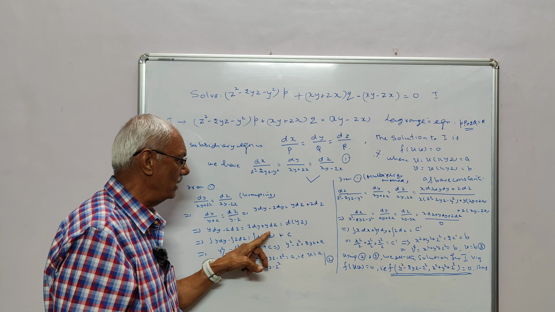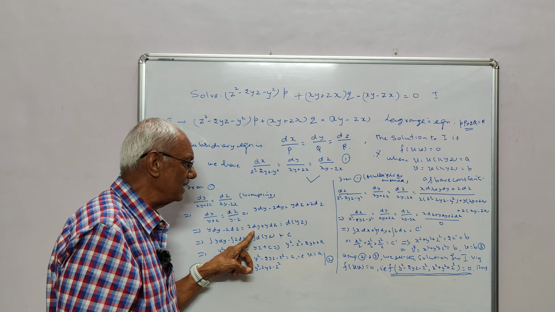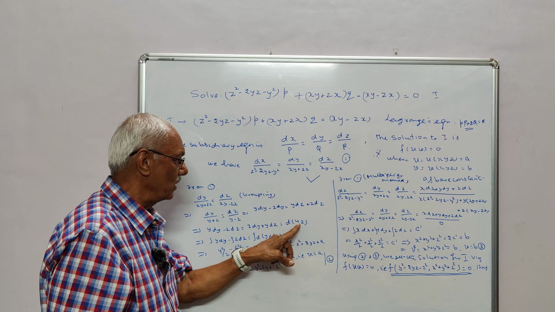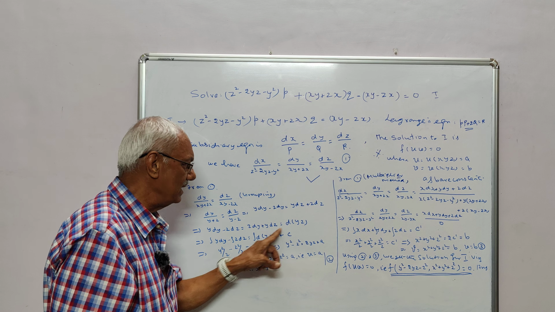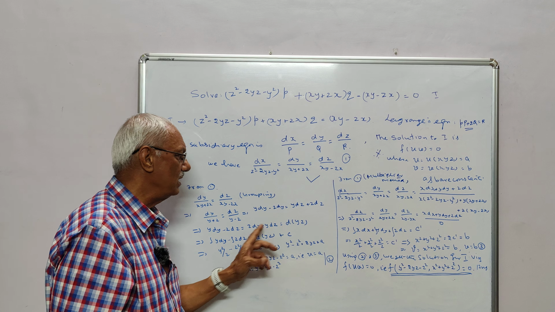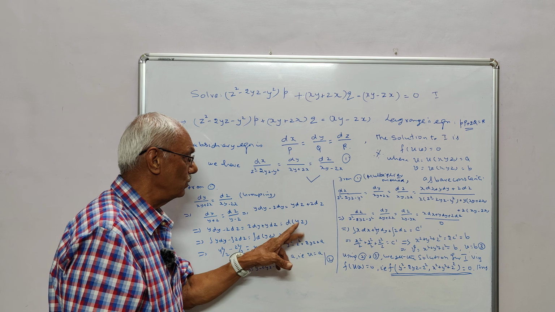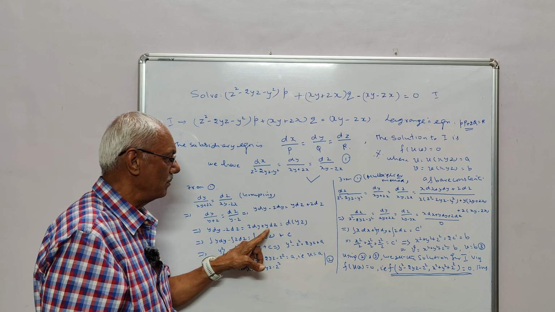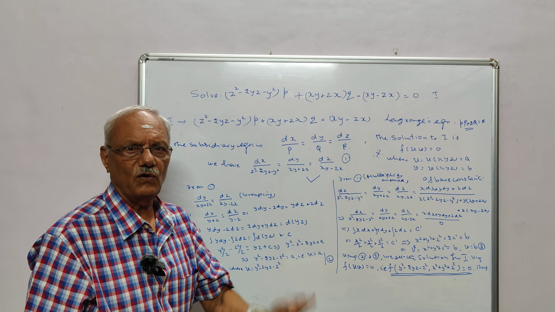So this is z dy plus y dz. This is nothing but d of yz, because if you take the differentials, using the product rule, you will get y into dz plus z into dy. So if you take the differential, you get this. So instead of writing this z dy plus y dz, I write it as d of yz.